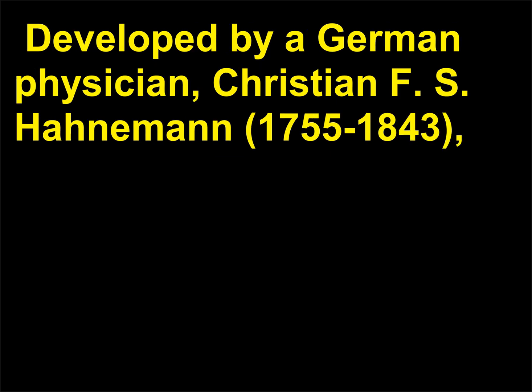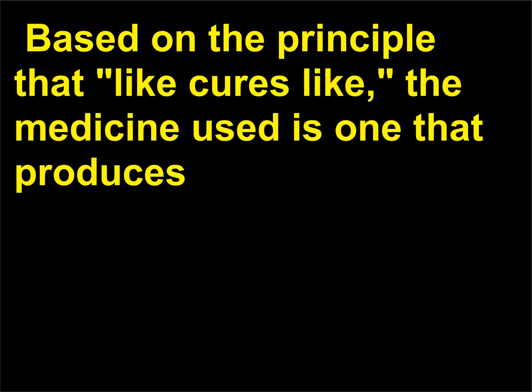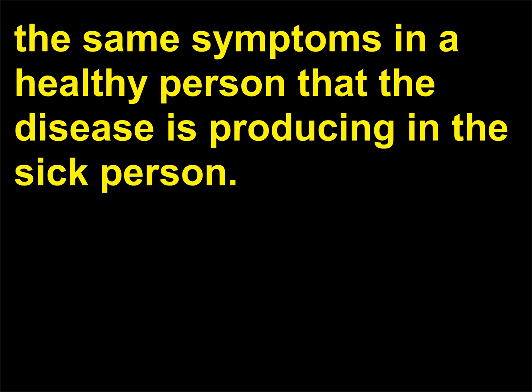Developed by a German physician, Christian F. S. Hahnemann, 1755 to 1843, the therapy of homeopathy treats patients with small doses of 2,000 substances. Based on the principle that like cures like, the medicine used is one that produces the same symptoms in a healthy person that the disease is producing in the sick person.